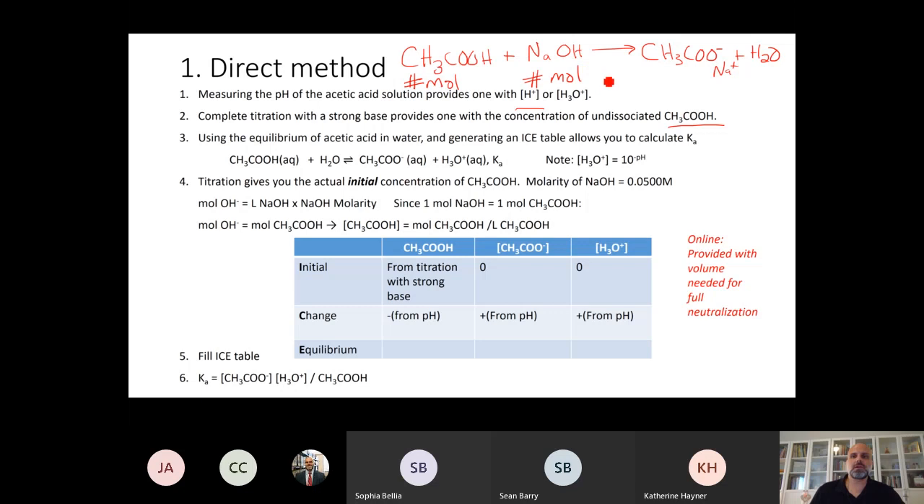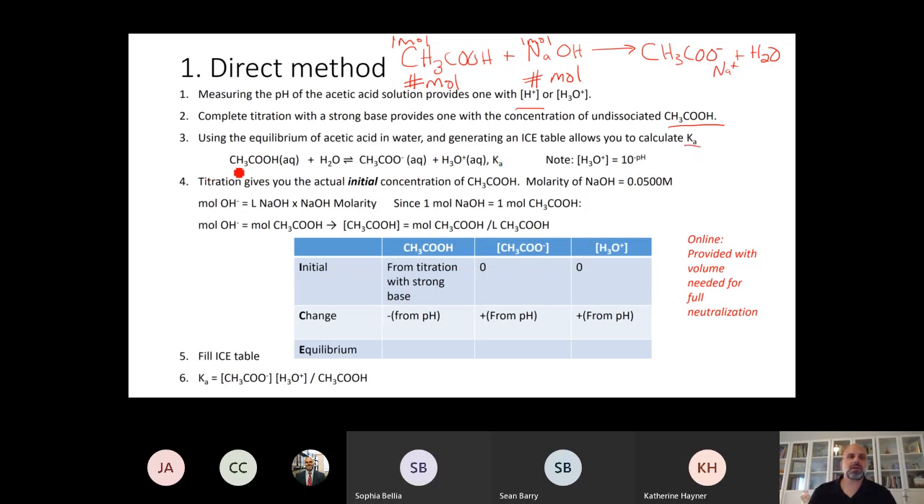And what we're going to be doing here is adding an indicator, right? And with that indicator, we'll see a color change at the point when we no longer have any acetic acid left. The reason we can do this is because it's a 1 mole to 1 mole ratio. So we know that whatever quantity in moles that we add of sodium hydroxide is equal to the amount of acetic acid we have. Then we're going to use the equilibrium of acetic acid and water, and we're going to generate an ICE table, and that will allow us to calculate the Ka, right?